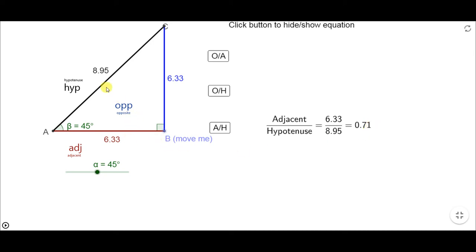Though the values are changing, 8.95, 6.33, so we have different values, but when we divide, we get the same ratio. Isn't it amazing to see this relationship among the three sides of a right triangle?